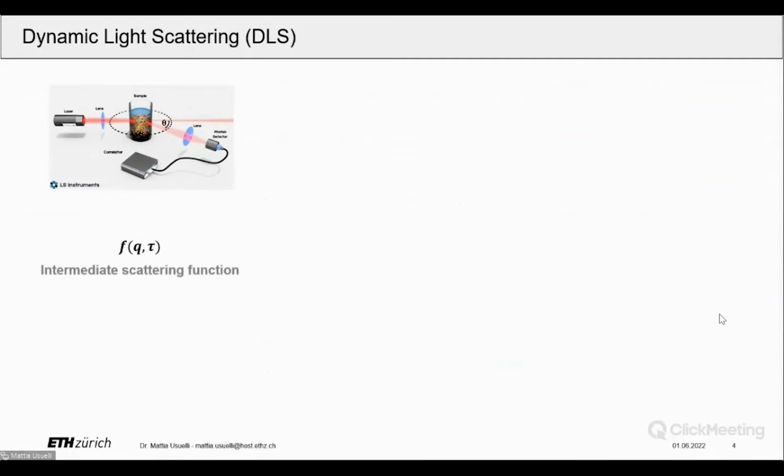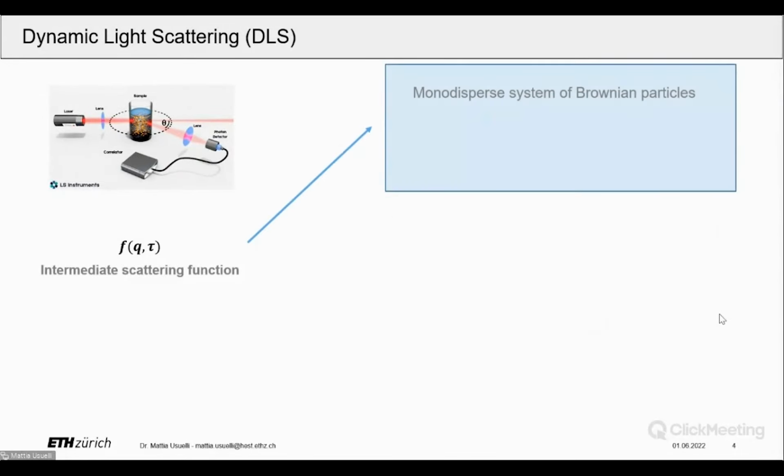Once we have extracted the intermediate scattering function, we can have different choices. For example, let's imagine that we have a monodisperse system of Brownian particles. In this case, our intermediate scattering function can be described by a single exponential decay that depends on time and on the Q vector, but you see the quantity D placed inside there. This quantity D is the diffusion coefficient. Then through this relationship that contains the absolute temperature, the viscosity of the medium, and the diffusion coefficient itself, I can extract the characteristic size of the objects that are diffusing inside my suspension.